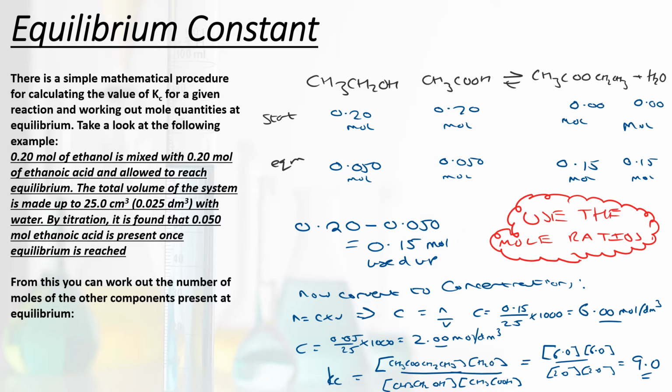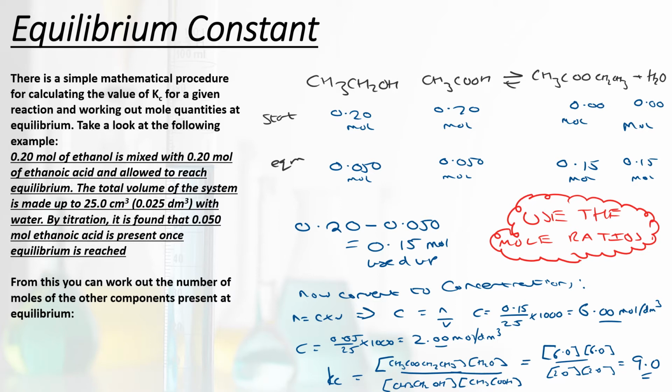0.2 moles of ethanol is mixed with 0.2 moles of ethanoic acid and allowed to reach equilibrium. The total volume of the system is made up to 25 centimeters cubed by water. Remember that 25 centimeters cubed is the same as 0.025 decimeters cubed. To convert from centimeters cubed to decimeters cubed, we divide by 1,000. Now, by titration, it is found that 0.05 moles of ethanoic acid is present once the equilibrium is reached.